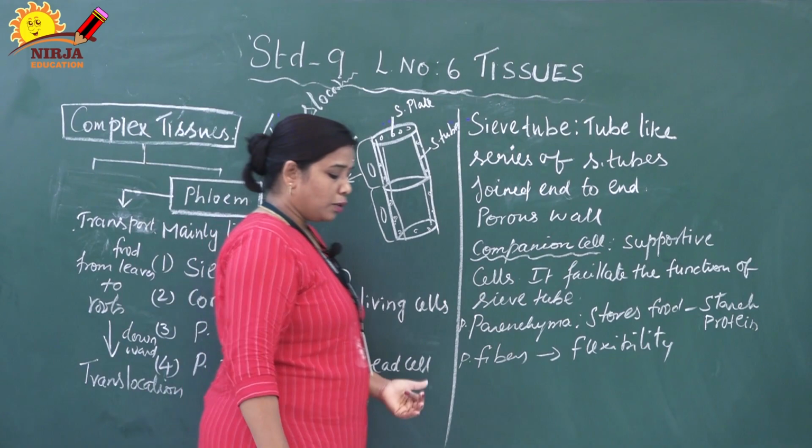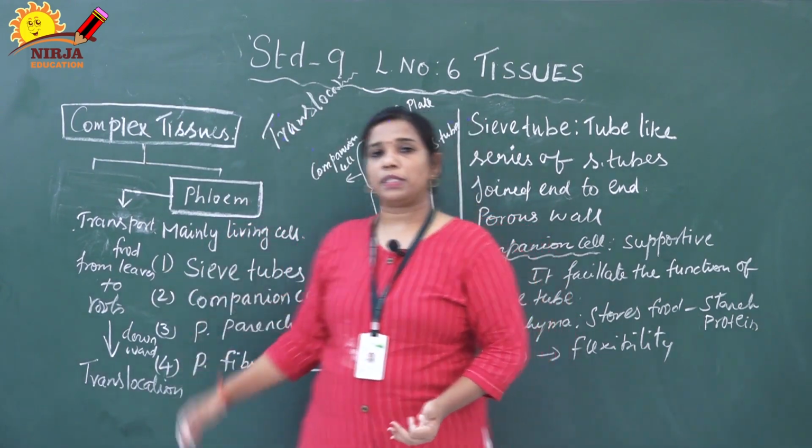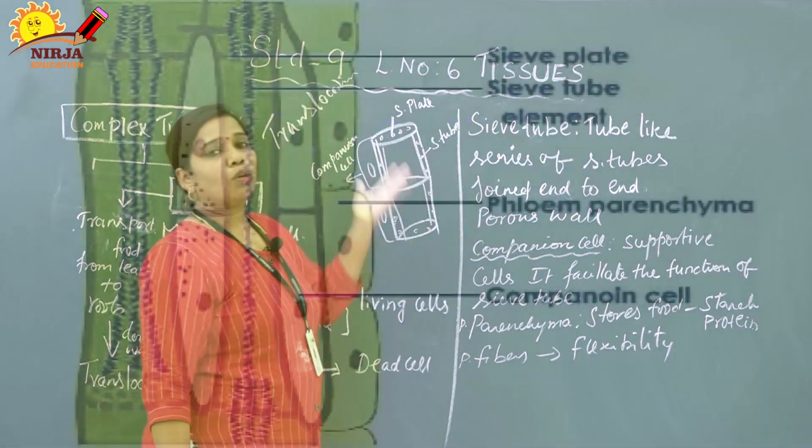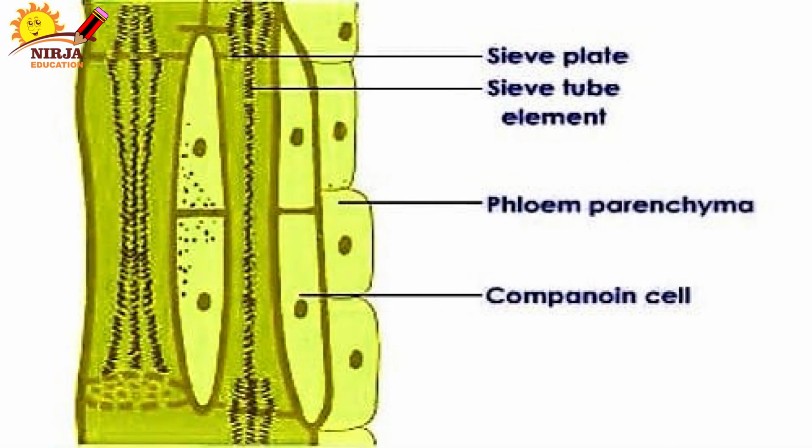As I told, four components are present. You can see the image. Out of these four components, phloem is mainly made up of living cells. Xylem is mainly made up of dead cells. I told that out of four in xylem only one is living. Here in phloem, out of four, three cells are living in nature. What are those? Sieve tube, companion cell and phloem parenchyma. These three cells are living in nature. The last one, phloem fiber, is non-living in nature.